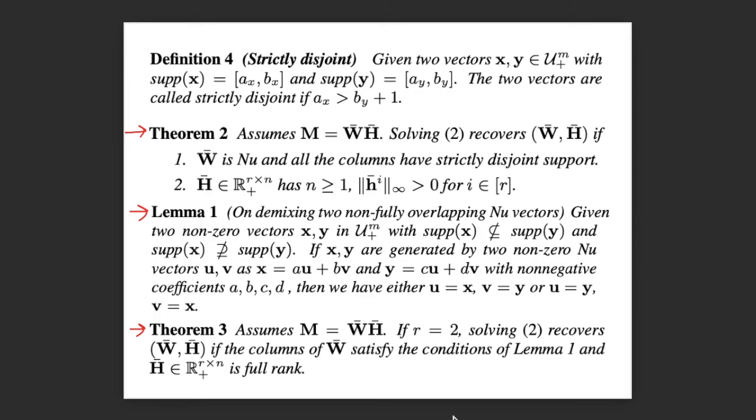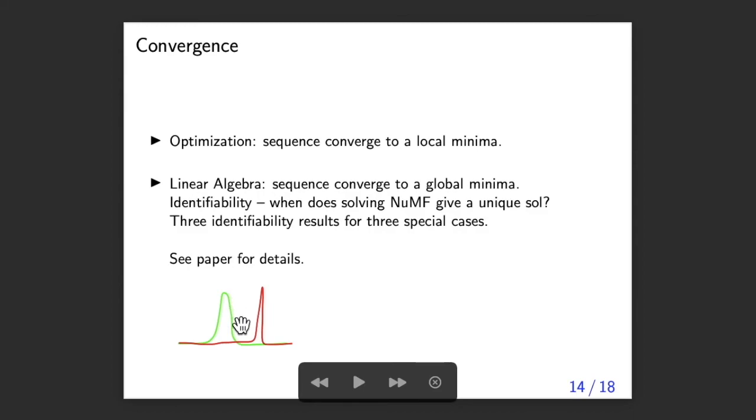There are 3 identifiability results in the paper. You can read it for details. The general idea is that it depends on the support of the vector. For these 2 vectors, their support does not overlap. In this case, solving NUMF with this kind of vector will give you a unique solution.